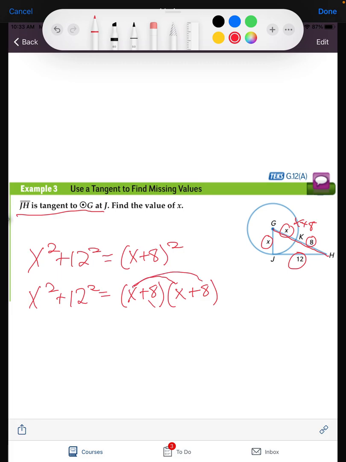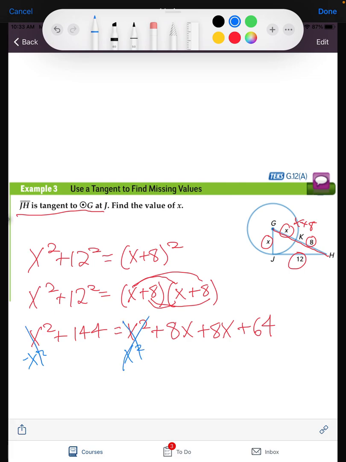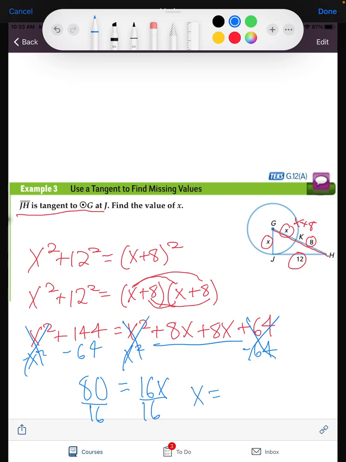We're going to multiply each part together. So x squared plus 12 squared, which is 144, so x squared plus 144 equals, x times x is x squared, plus 8 times x is 8x, plus 8x, plus 64. And if we simplify this, let's combine our like terms. Since we have x squared on both sides, we can subtract x squared from both sides. Those go away. And we can subtract 64. We get 144 minus 64 is 80. This part goes away, and then we can combine these like terms. So 80 equals 16x. Divide both sides by 16, and we get x equals 5.